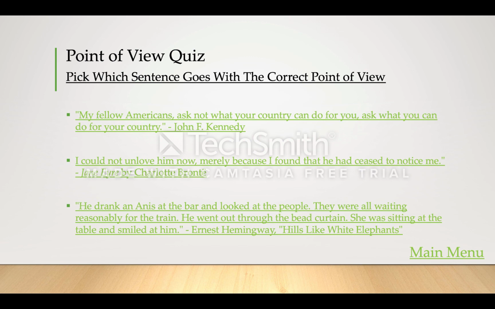So there is a quiz attached. What you're going to do is there are three sentences. You're just going to read all three of them and then decide which one you think is first person point of view, second person point of view, and third person point of view.